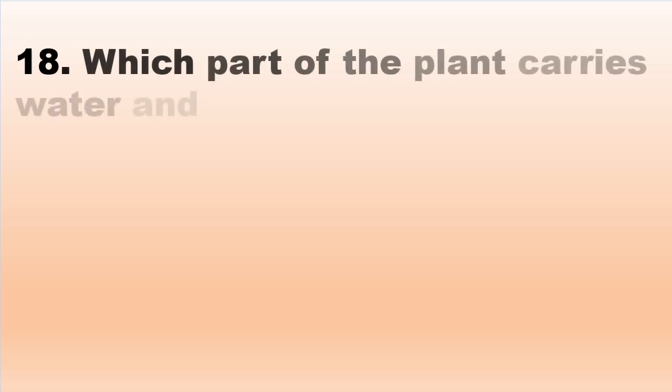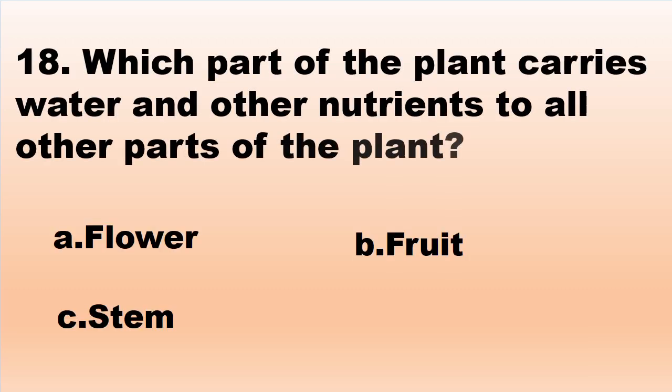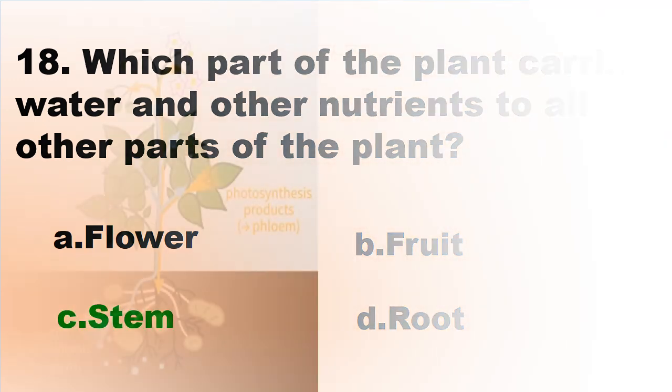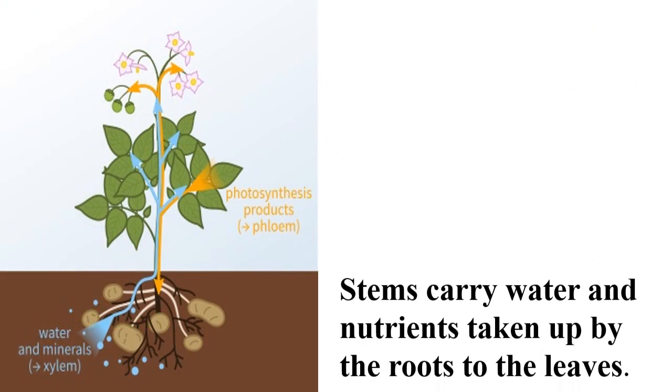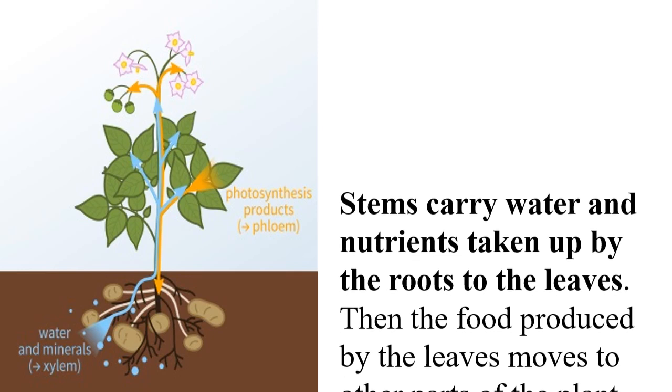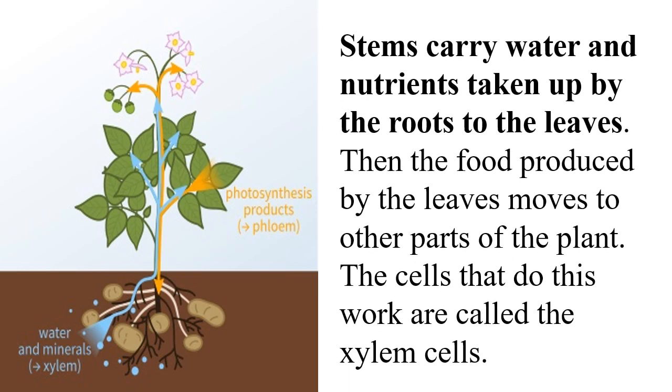Which part of the plant carries water and other nutrients to all other parts of the plant? Flower, fruit, stem, root. Stem. Stems carry water and nutrients taken up by the root to the leaves. Then the food produced by the leaves moves to the other parts of the plant. The cells that do this work are called xylem cells.